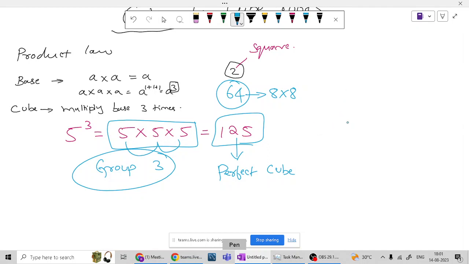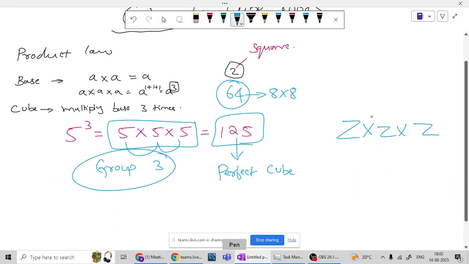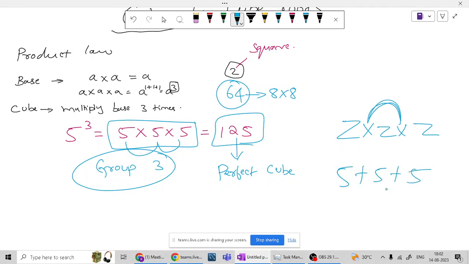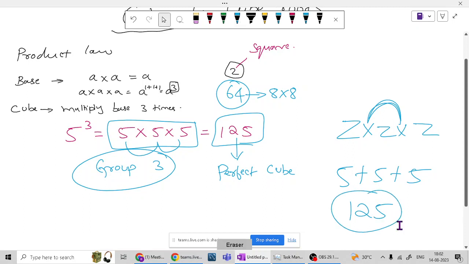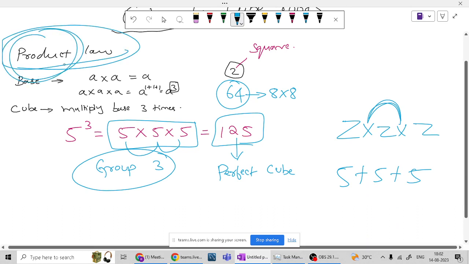Not only this, even for alphabets. Z, when you multiply 3 times, what's the answer? We learn this in algebraic expression, right? Z cube. Z to the power of 3. When you multiply any value and make sure there is multiplication in between, you add, subtract, you don't get this value. If I add 5 plus 5 plus 5, is it 125? So we get 15, sir. We don't get 125. Remember that product law. Product law is very important. Product meaning is multiplication.